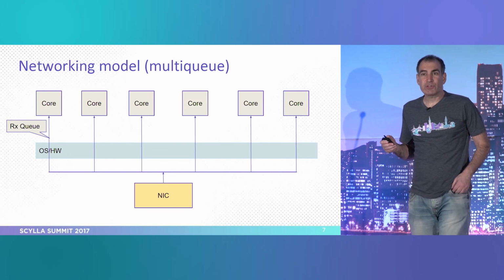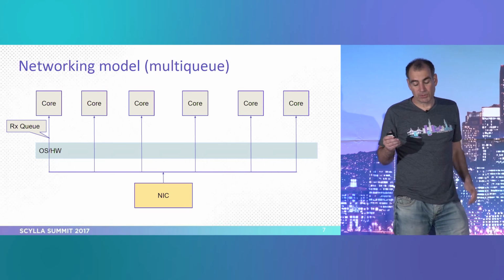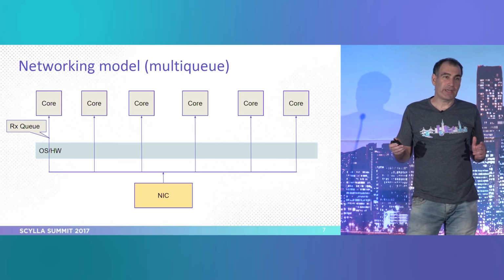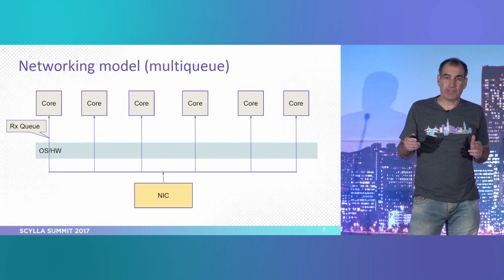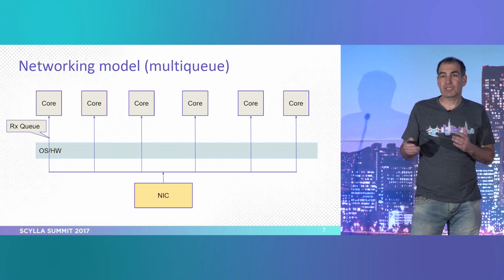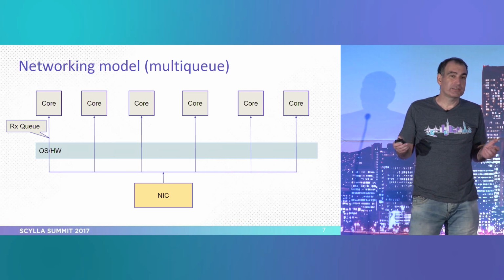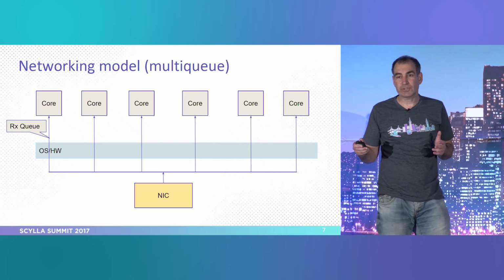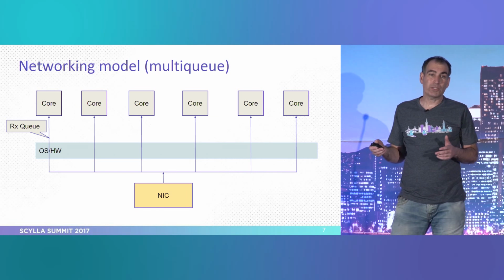So there are several different networking models that Scylla can use. The first one is the multiqueue. Modern network interface cards have multiple queues, and that means that when a packet arrives at the network card, it gets hashed, and then it is placed in one of the queues. And in the best case, you have the same number of queues that you have cores. So if you have 16 cores and 16 queues, then it's very easy. Each core gets one queue.